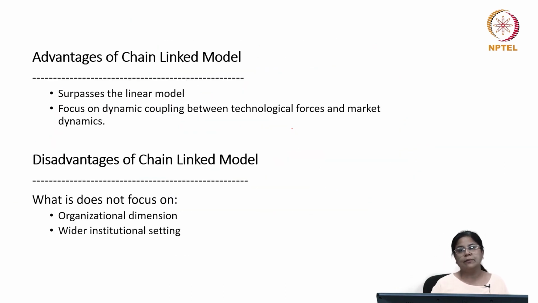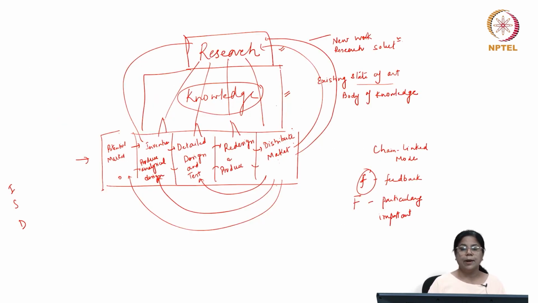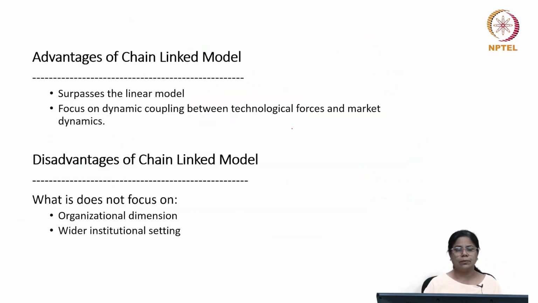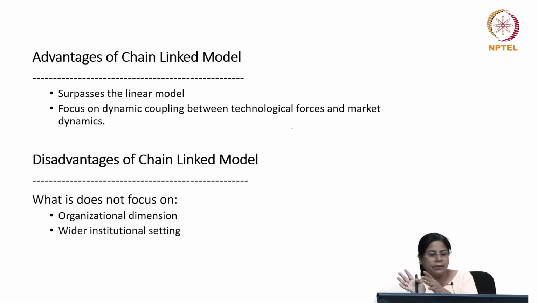So what are the advantages that we get from this chain link model? First of all, it surpasses the linear model. It focuses on the dynamic coupling between technological forces and market dynamics. So on the one hand, you have this research, essentially the new technologies and new discoveries and advancements that are going on, and then you link it with what you may call the market dynamics.